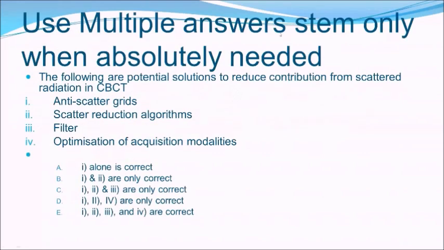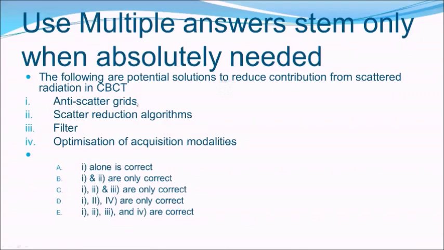And use multiple answer stems only when absolutely needed. See, this is another thing. I was a little disappointed when I was preparing for it, because I like these types of questions, where I have more than one correct option and I put them in the stem itself. It is in the question itself. For example, here you can look at: the following are potential solutions to reduce the contribution from scattered radiation in CBCT.